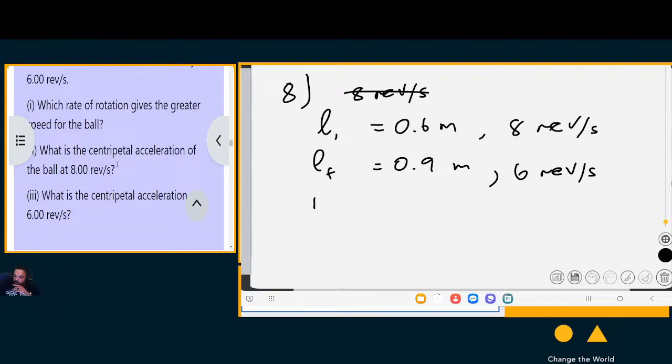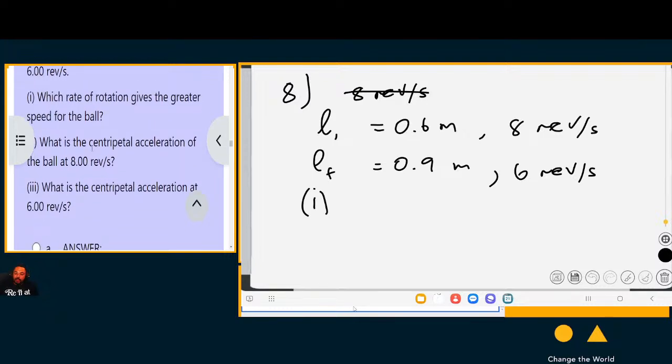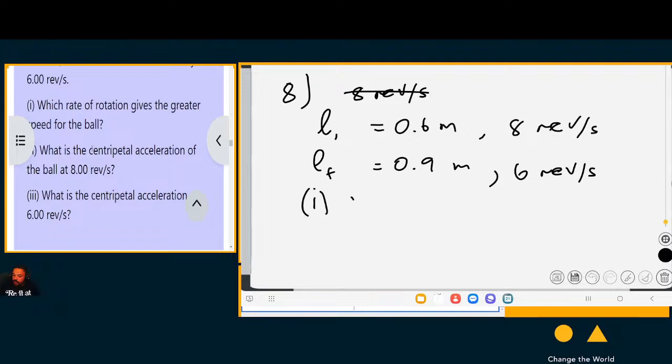Question number 1. You must always read, understand, and ask yourself if what is being said makes sense. In this case it makes sense what has just been told to us. So which rate of rotation gives the greatest speed? How do we get the speed from rate of rotation?